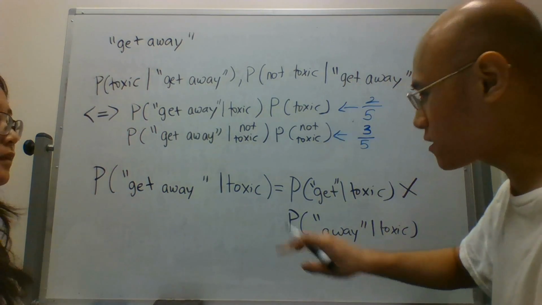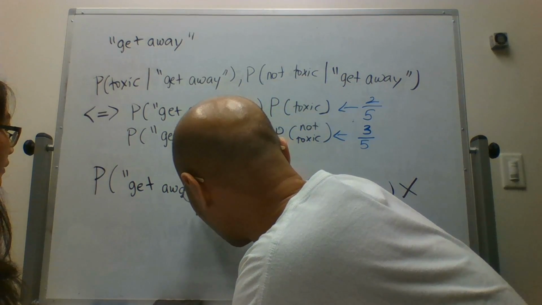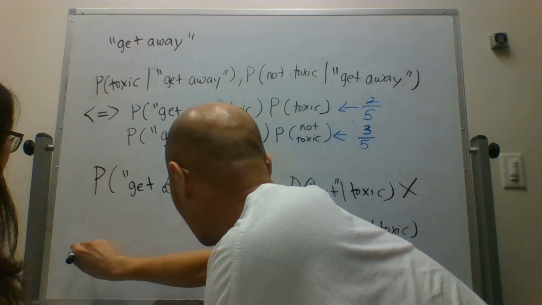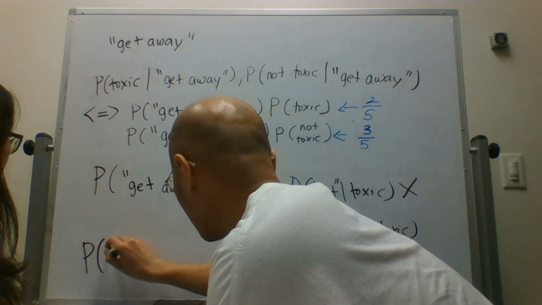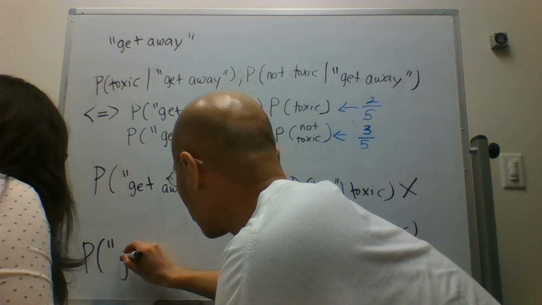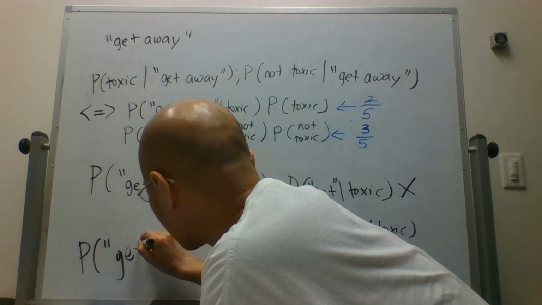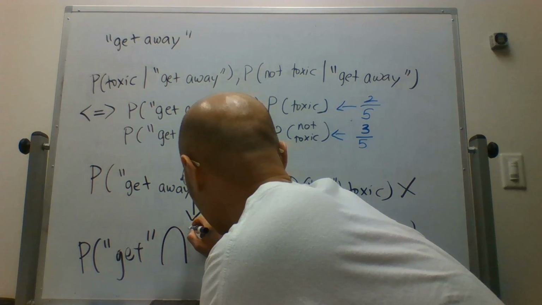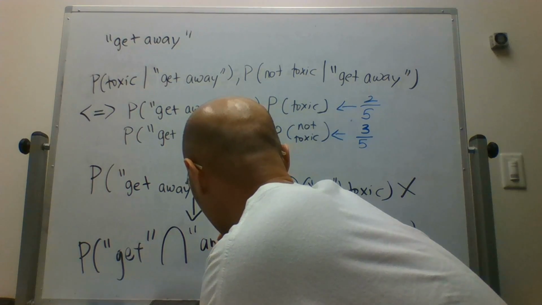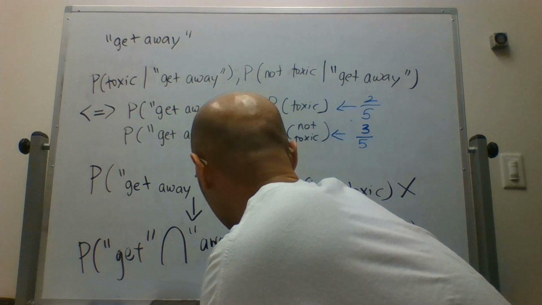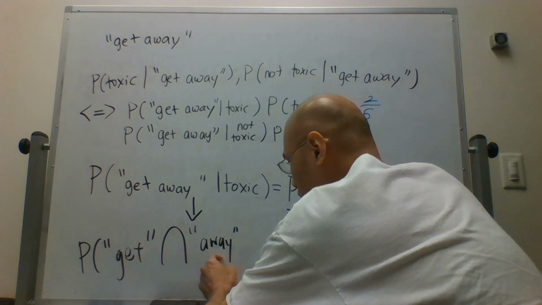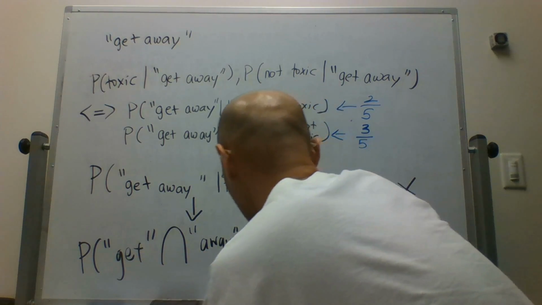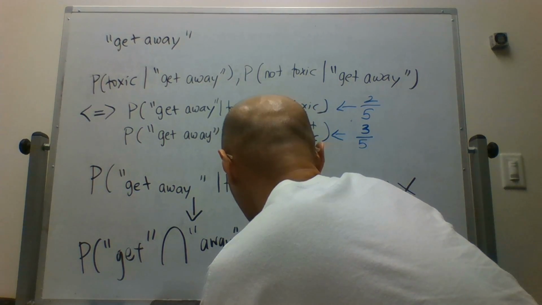Just to be clear, as Mandy said earlier, this is an intersection. So we're saying it's the probability of "get" as a word and "away" as a word, the intersection of these two events together, conditioned on the phrase being toxic.